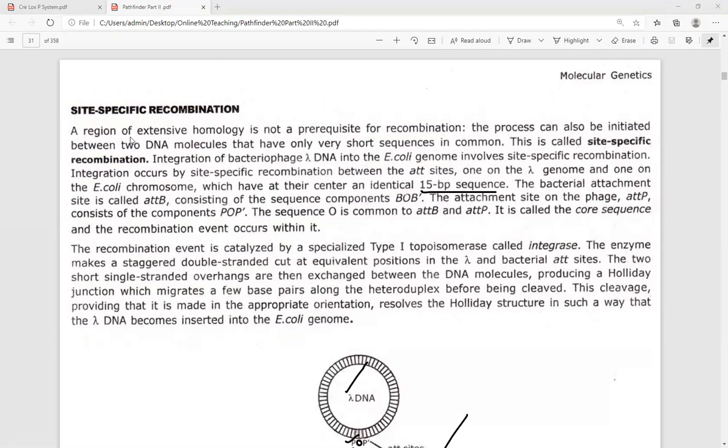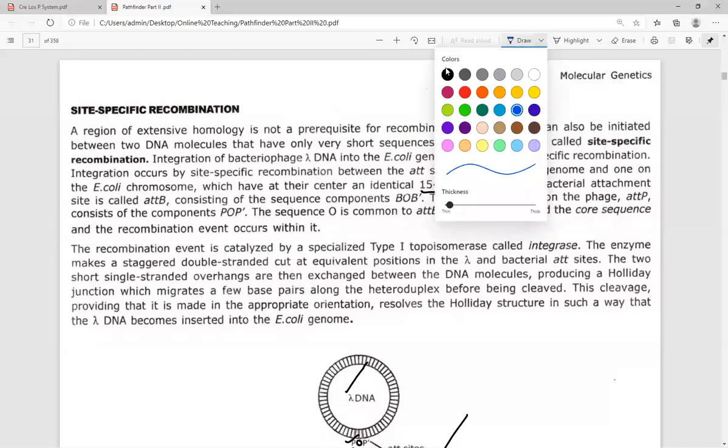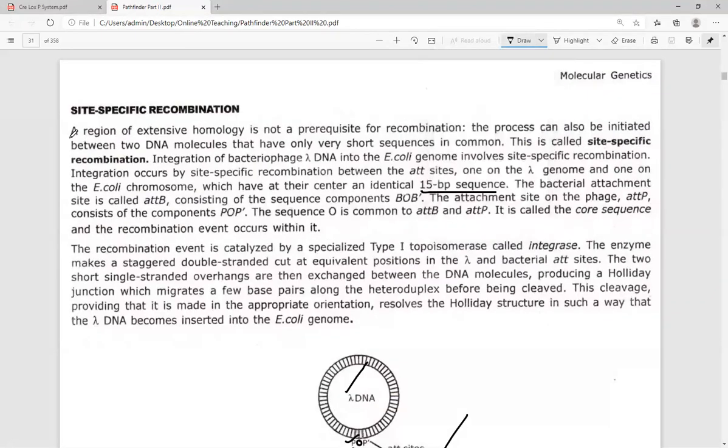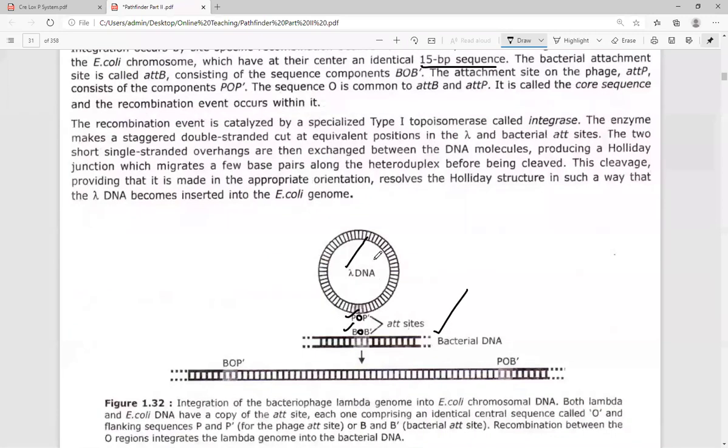As you all know, a region of extensive homology is not a prerequisite for recombination to take place. We never require a very great amount of homology between the nucleotide molecules for recombination to take place. Recombination can also take place between two different DNA sequences that share very little homology. Such recombination has been shown to take place between the lambda phage POP' site and the bacterial genome BOB' site. This causes the integration of the lambda phage DNA into the bacterial chromosome.